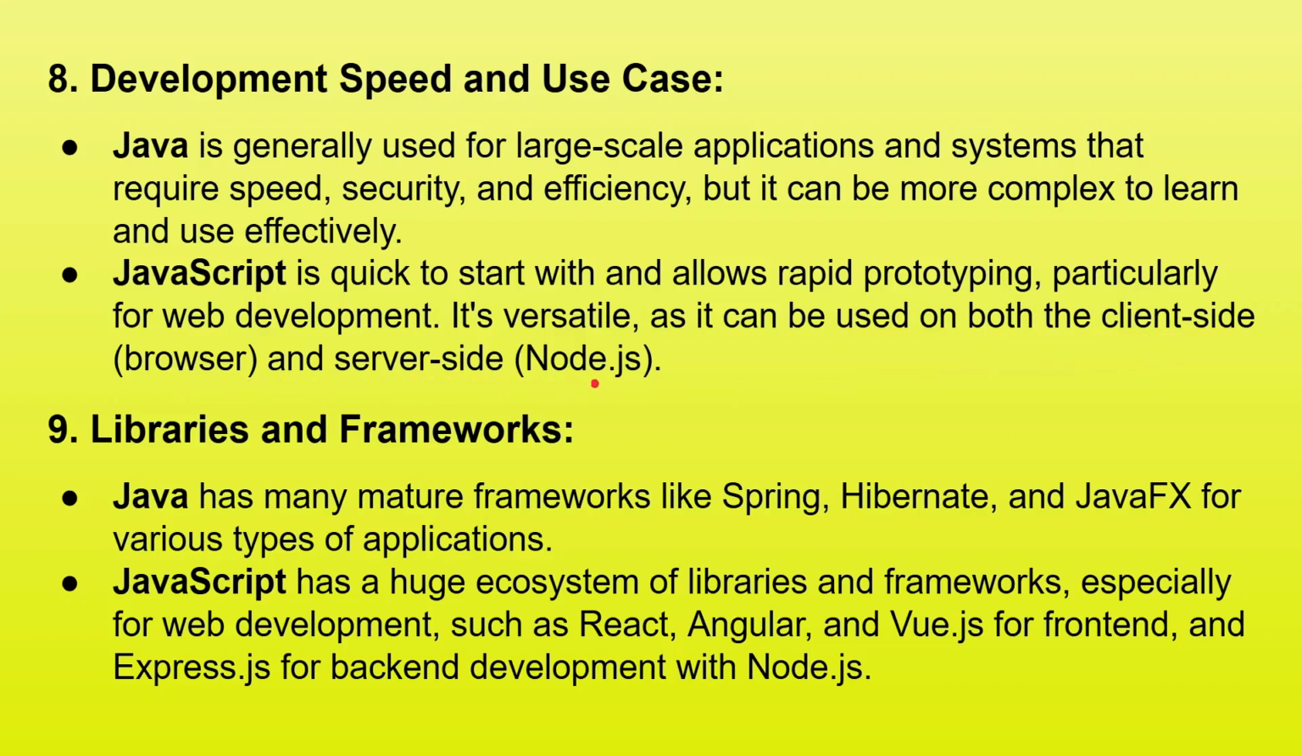Libraries and frameworks. Java has many mature frameworks like Spring, Hibernate, and JavaFX for various types of applications. JavaScript has a huge ecosystem of libraries and frameworks, especially for web development, such as React, Angular, and Vue.js for frontend, and Express.js for backend development with Node.js.